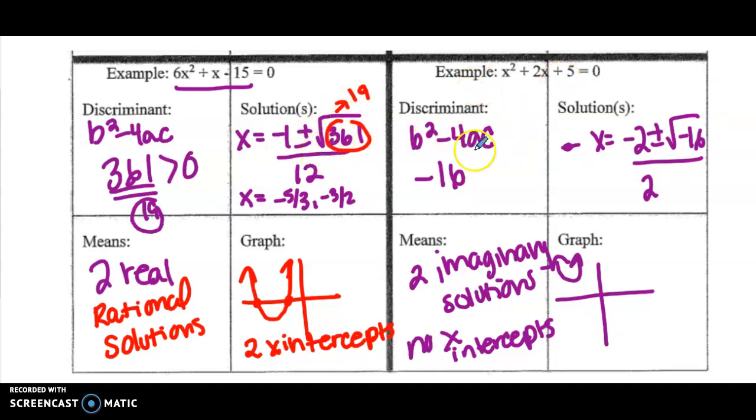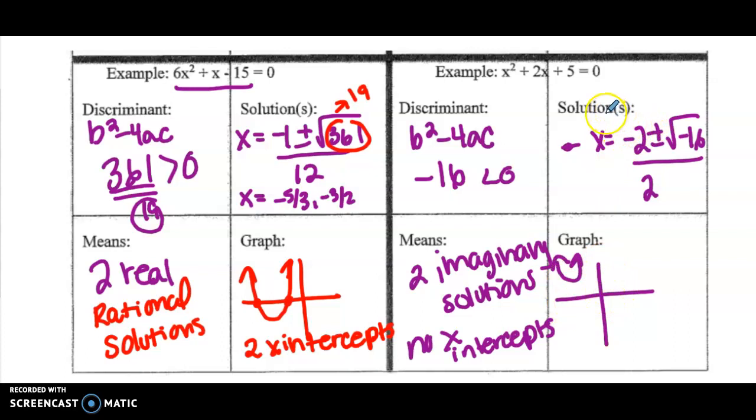If you notice for this one right here, your discriminant should have been -16. That's less than 0, which means I have 2 imaginary solutions and no x-intercepts. If you were to graph this, you'll notice your graph is up here. It does not cross the x-axis at all.